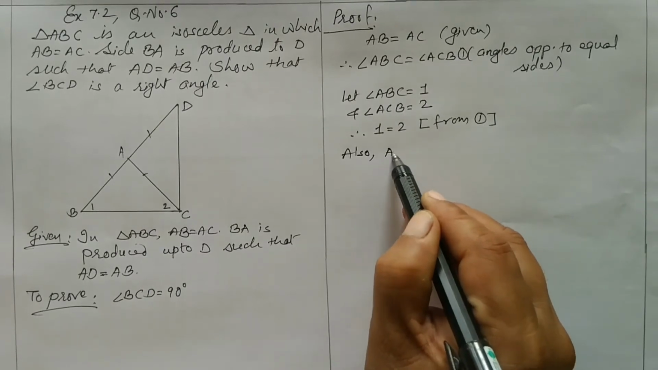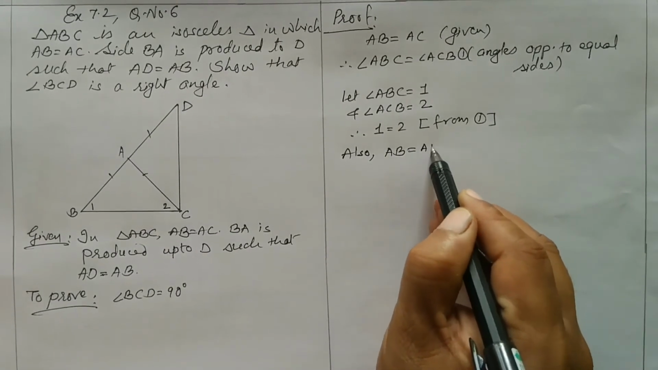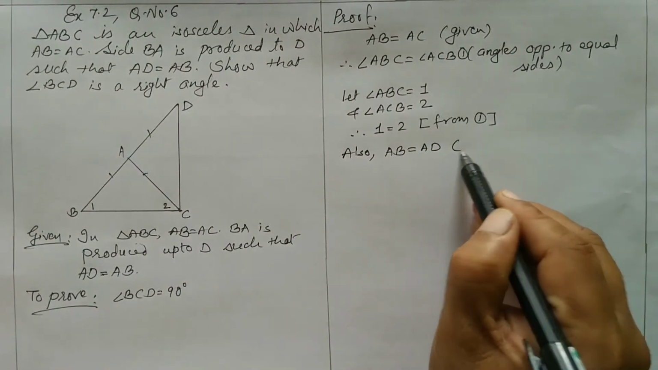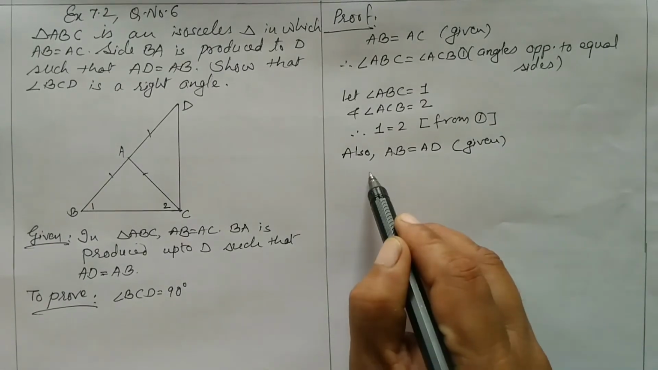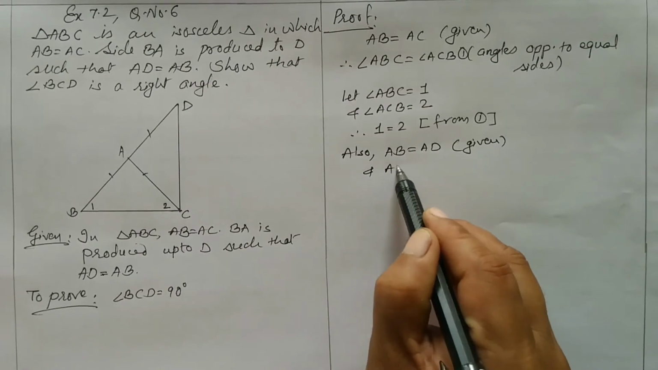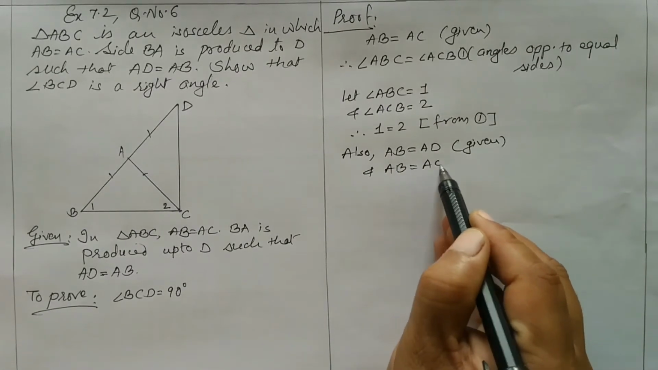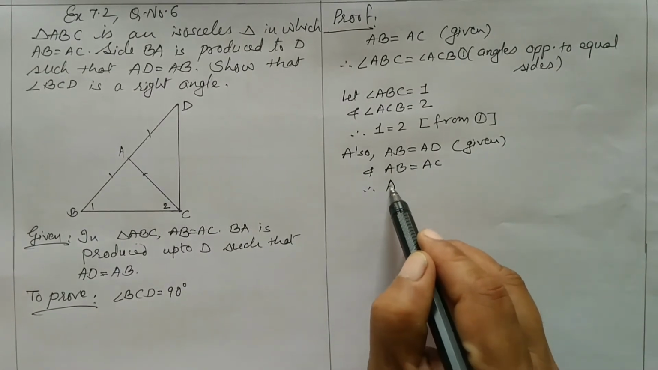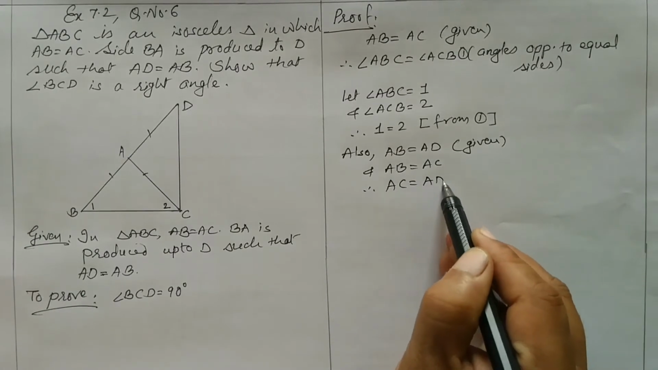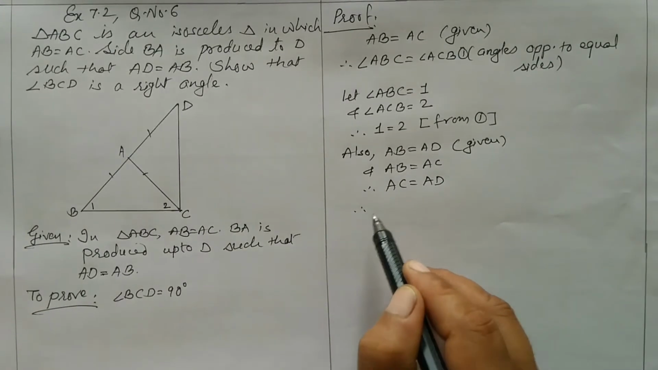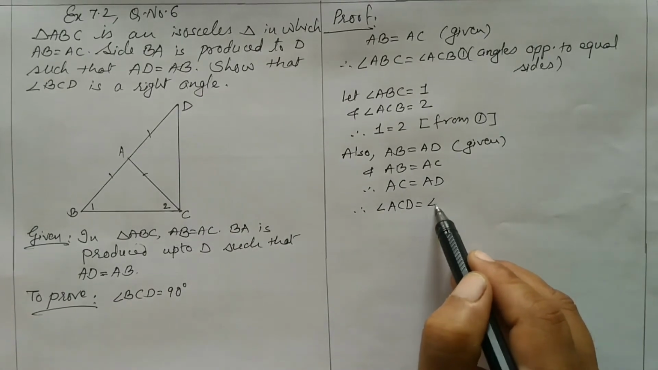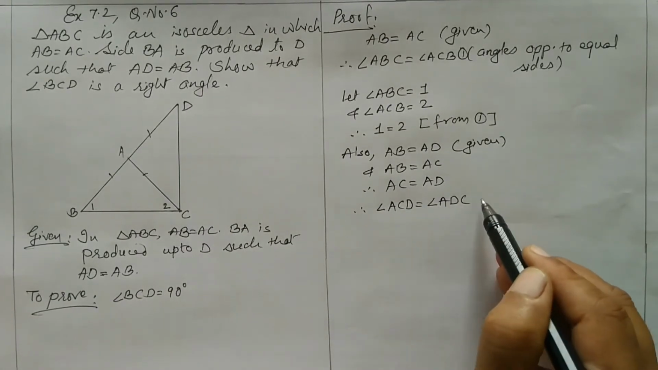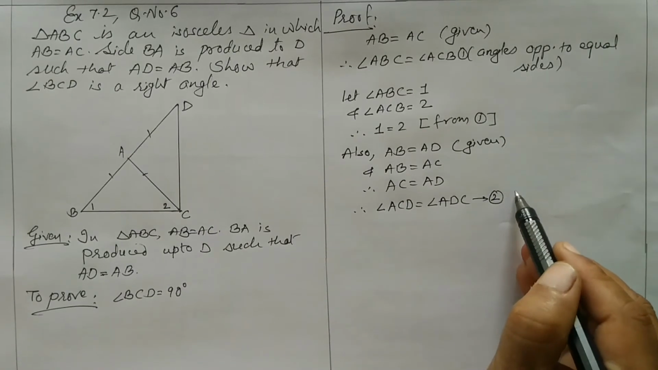Also AB is equal to AD, given, and AB is equal to AC. Therefore AC is equal to AD. Therefore angle ACD is also equal to angle ADC. You can call this result number 2.